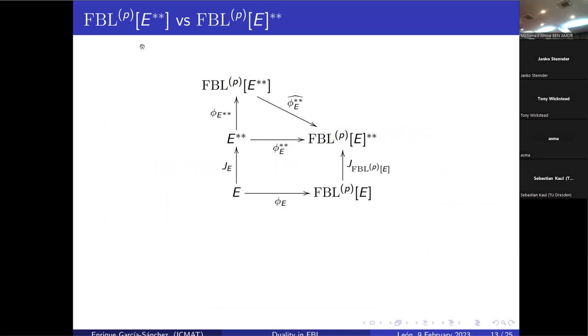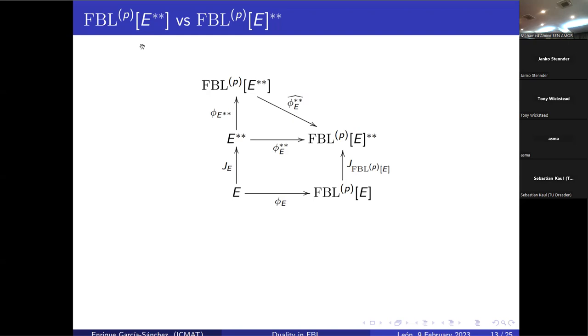So consider this diagram. We have our canonical embedding from our Banach space into the free p-convex Banach lattice over this Banach space, which is phi sub E, and we can take the double adjoint of this operator so that we lift it to the biduals. Now we have a Banach space and a p-convex Banach lattice, so we can extend this operator as a lattice homomorphism from the free p-convex Banach lattice over the bidual into the bidual of the free p-convex Banach lattice. This is a linear embedding, so this one is also a linear embedding in the double adjoint.